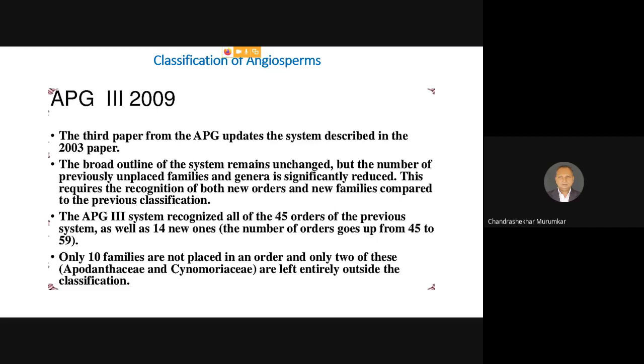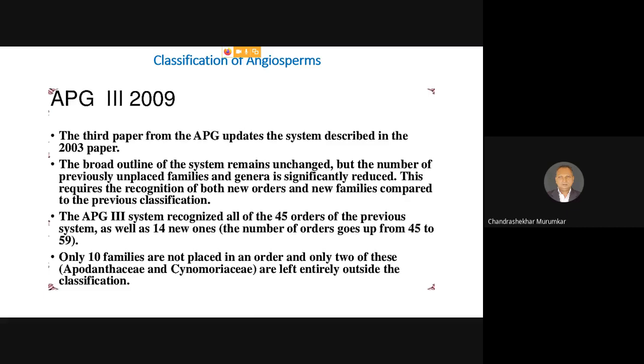It means that in APG 1, there were a total of 62 families present. However, in this case, this number is reduced to 413. So almost 50 families and 50 uncertain positions have been removed in APG 3. So the APG 3 system recognizes all the 45 orders of the previous system because they are showing the natural trait, as well as 14 new ones. The number of orders goes up from 45 to 59.